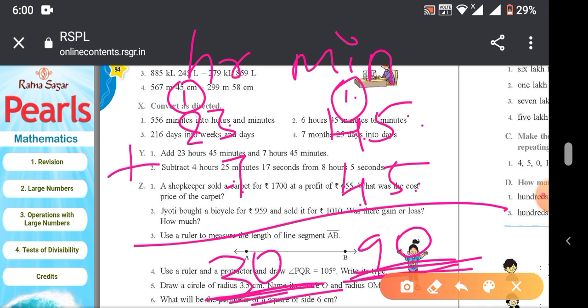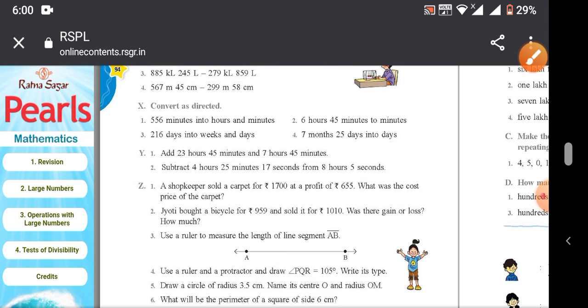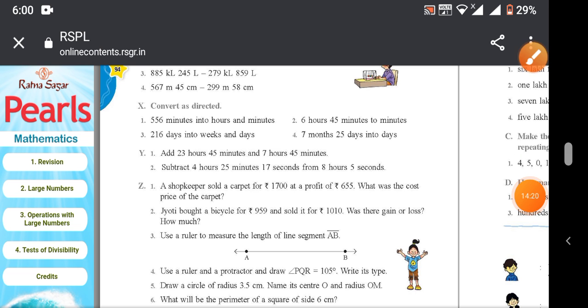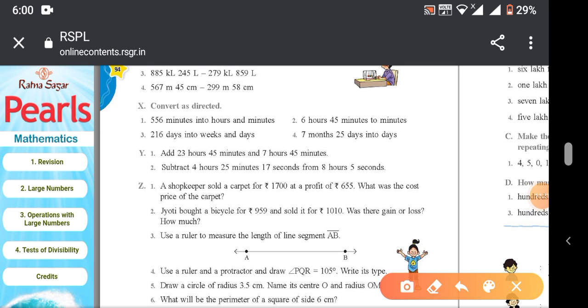Okay. So this is an addition sum. In this way, you can solve the second one, that is subtraction. Subtraction is there, so you can subtract. So there, hours, minutes and seconds. I will explain that one. So second one. Subtract 4 hours, 25 minutes, 17 seconds from 8 hours, 5 seconds. So once you observe this question, we have to subtract this number from 8 hours, 5 seconds.